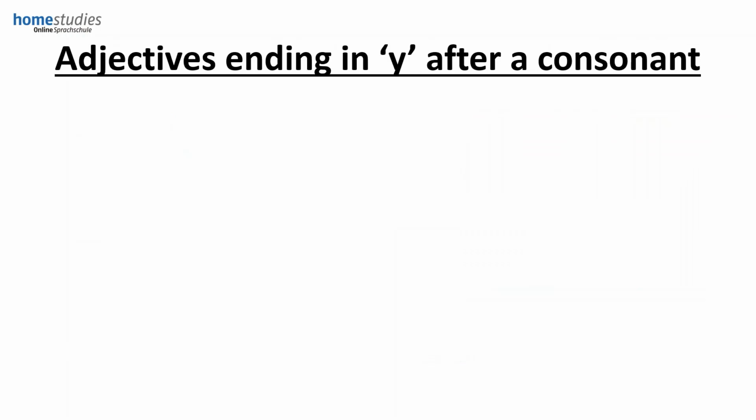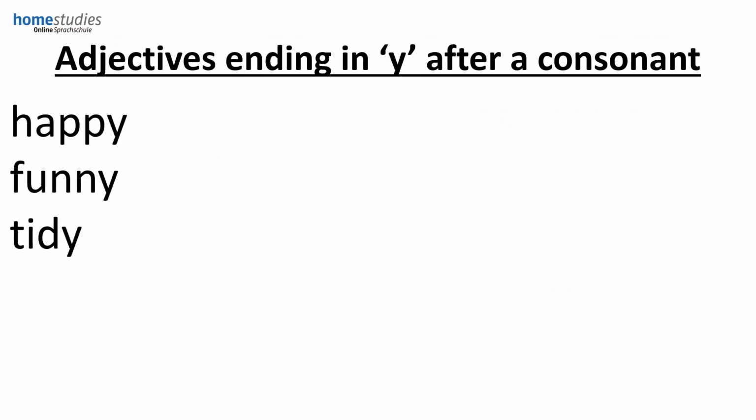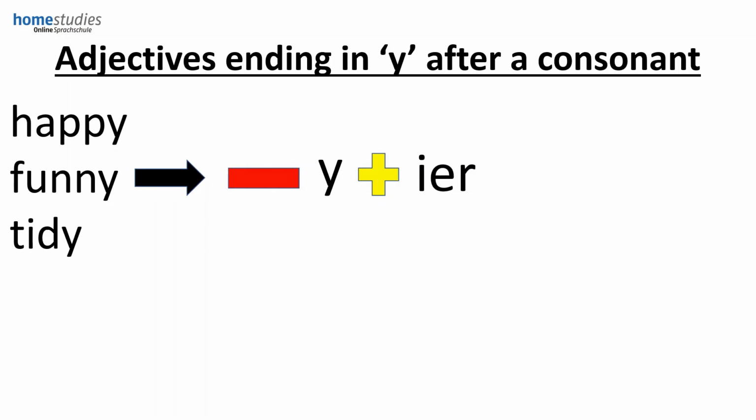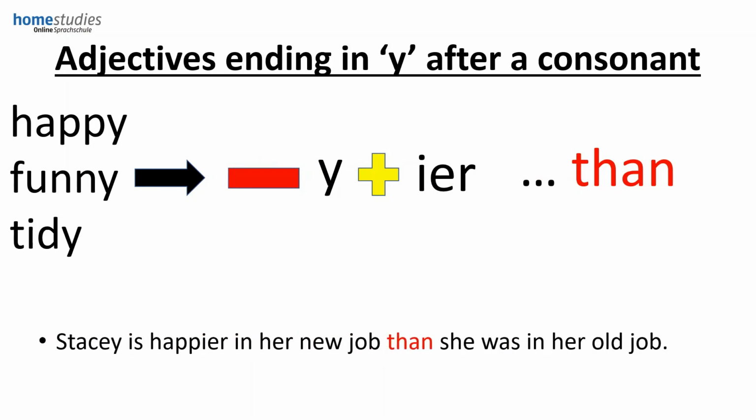Now, adjectives ending in Y after a consonant. For example, happy, funny, tidy. Now, here we will take off the Y and then we would add IER. And don't forget the than. So for example, I could say, Stacey is happier in her new job than she was in her old job. So remember, if the adjective ends in a Y after a consonant, take away the Y and add IER.